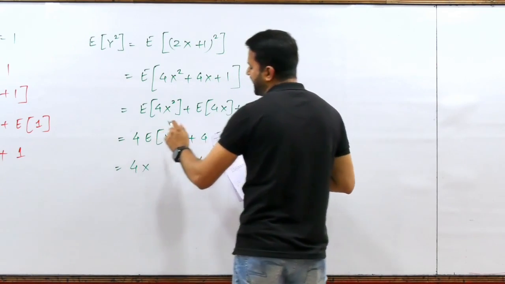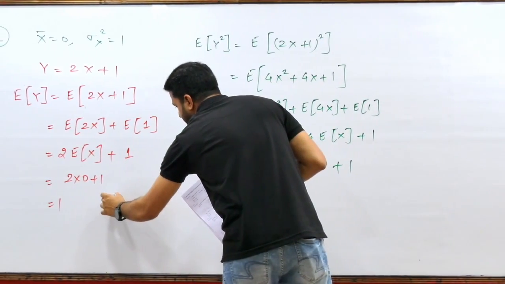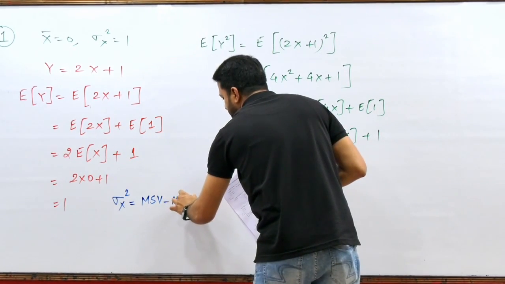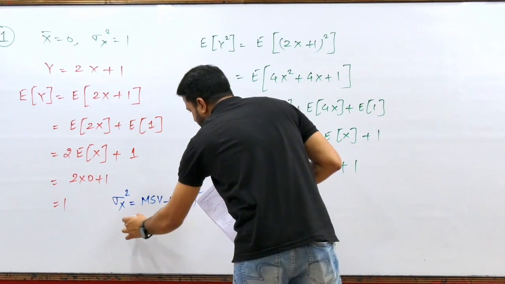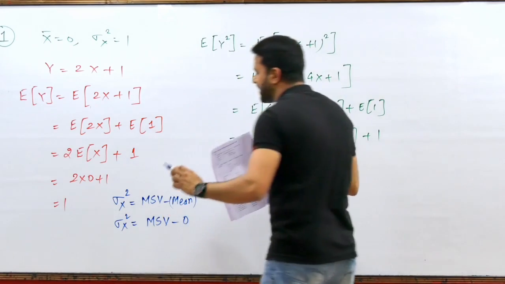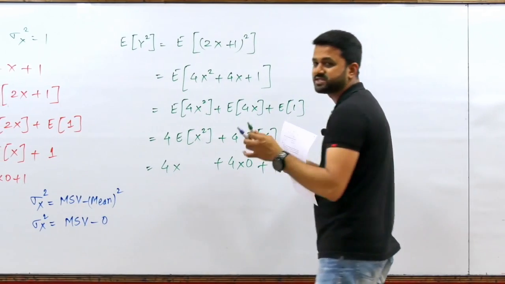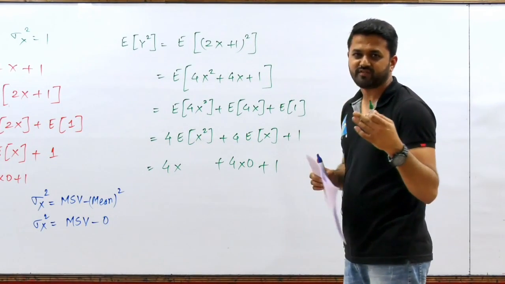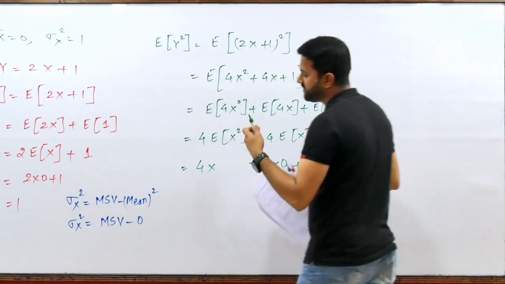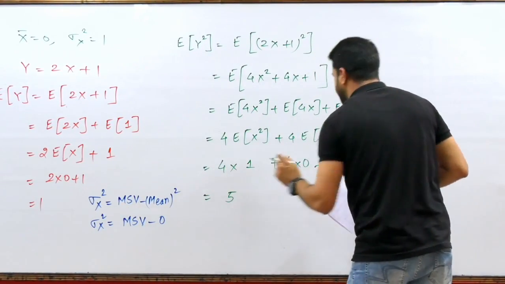Now mean square value of x: we know that the variance sigma x square is equal to mean square value minus mean whole square. Because the mean of x is 0, the variance and the mean square value of x are the same. So now the expected value of x square denotes the mean square value of x. So the mean square value of x, if the mean is 0, is equal to the variance, and the variance of x is given as 1. So this is 4 into 1, so we will get the value as 5.